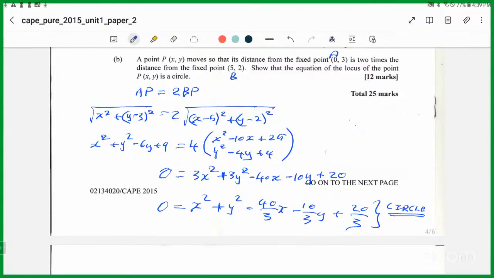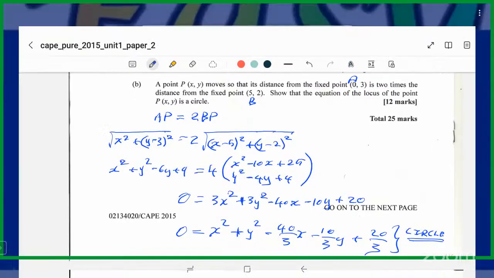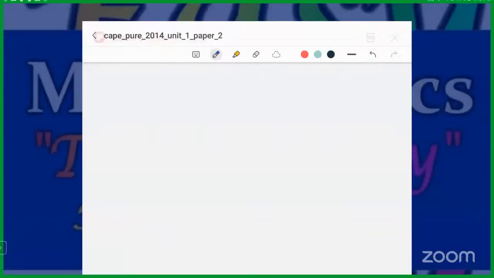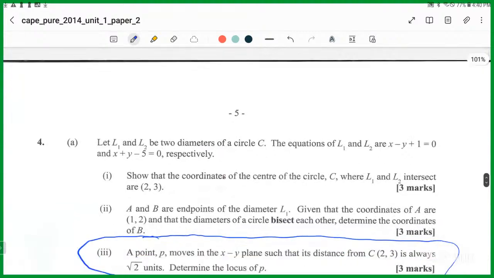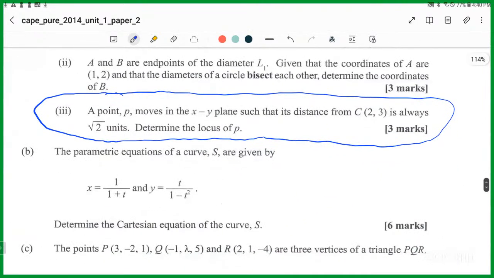Alright. I think there's one more on 2040, an easy one. A point P moves on the XY plane such that its distance from this point is always root 2. You must know this one.